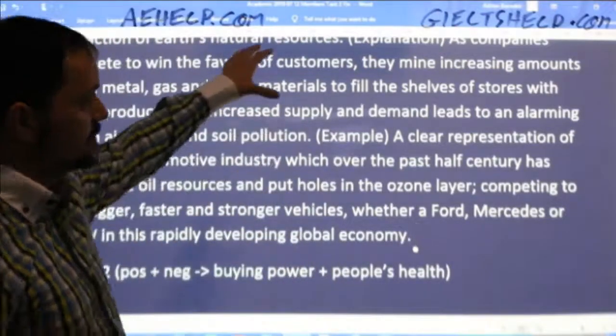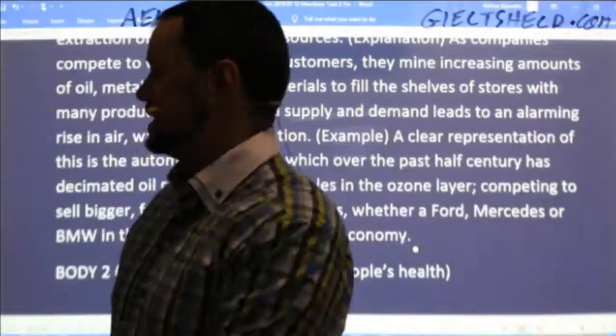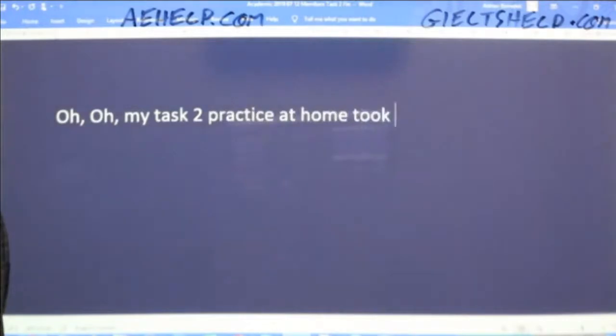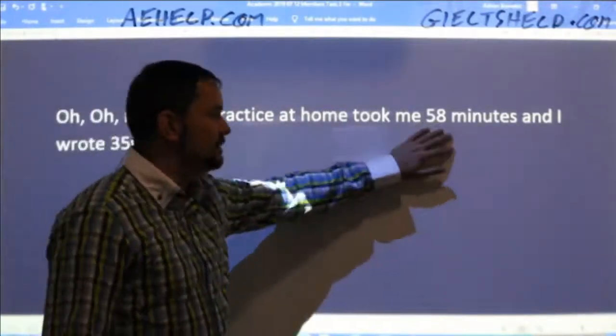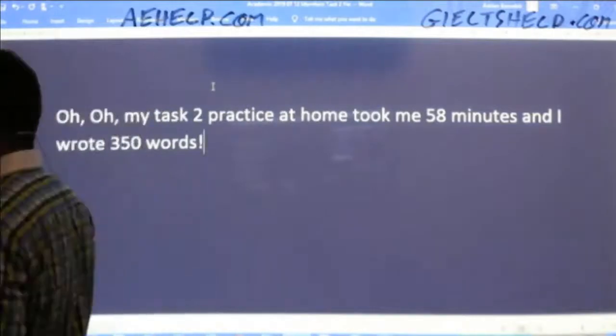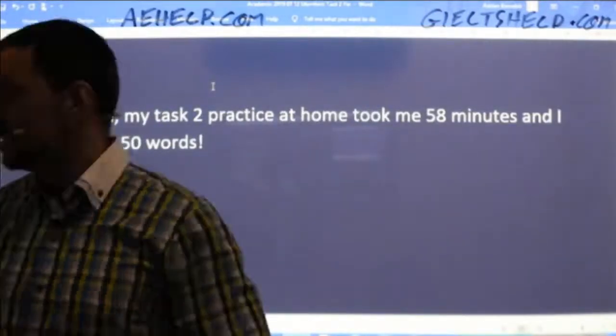If you write an essay like this at home and you realize, this essay took me like 55 minutes and it's 400 words, okay? So, my task 2 practice at home took me 58 minutes and I wrote 350 words. Yikes! What do I do? I can't do that on the IELTS. I only have 40 minutes and I have to write at least 250. I know that. So what should I do?